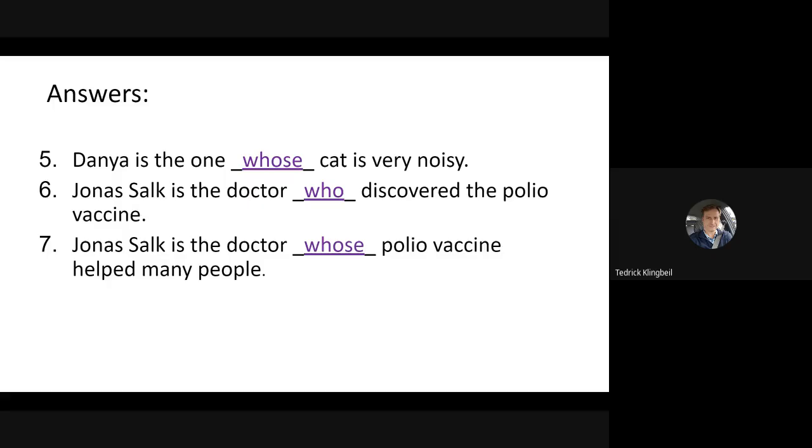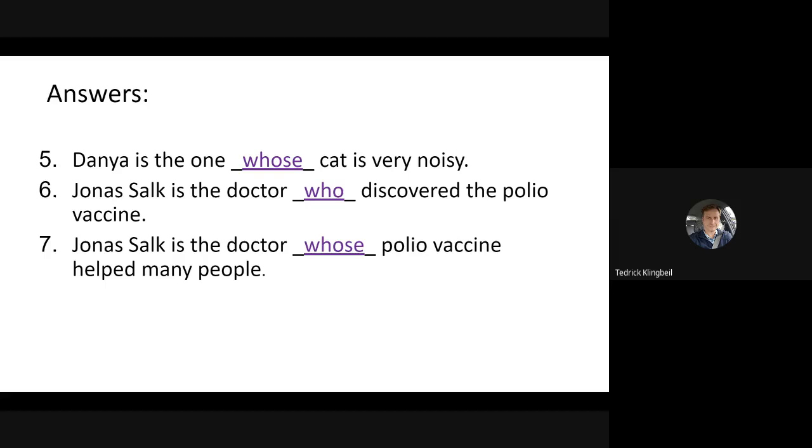Okay, so let's practice some of these. Rather than cat, why don't you use the word cats, plural? Go ahead. Okay, you should say, Danya is the one whose cats are very noisy, right? Okay. Jonas Salk is the doctor who discovered the polio vaccine. Rather than doctor, why don't you use the words medical researcher? Go ahead. Yes, you should say, Jonas Salk is the medical researcher who discovered the polio vaccine.